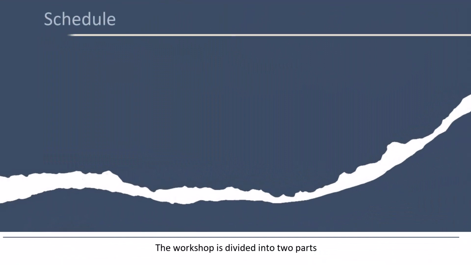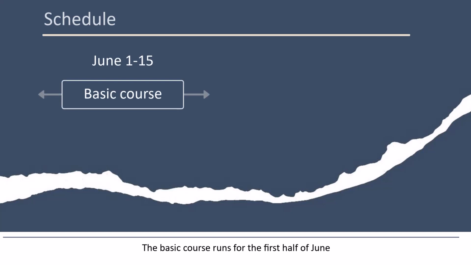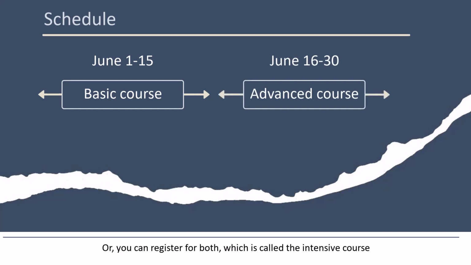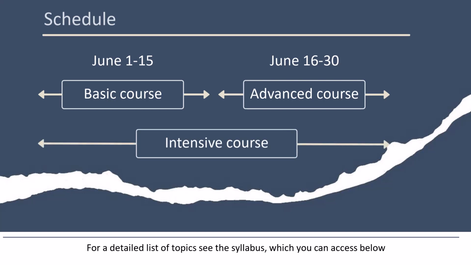The workshop is divided into two parts. The basic course runs for the first half of June. The advanced course runs for the second half of June. Or you can register for both, which is called the intensive course. For a detailed list of topics, see the syllabus, which you can access below.